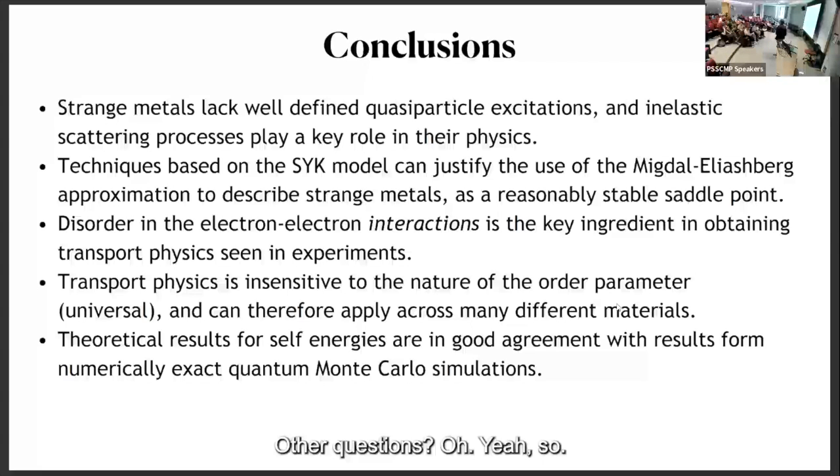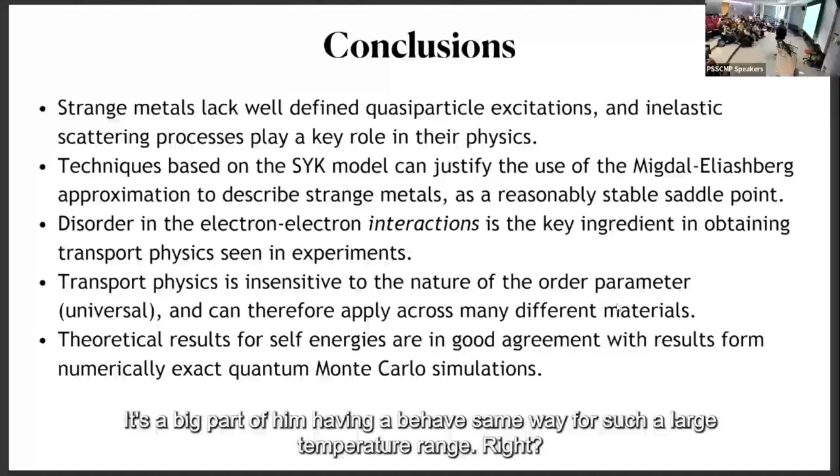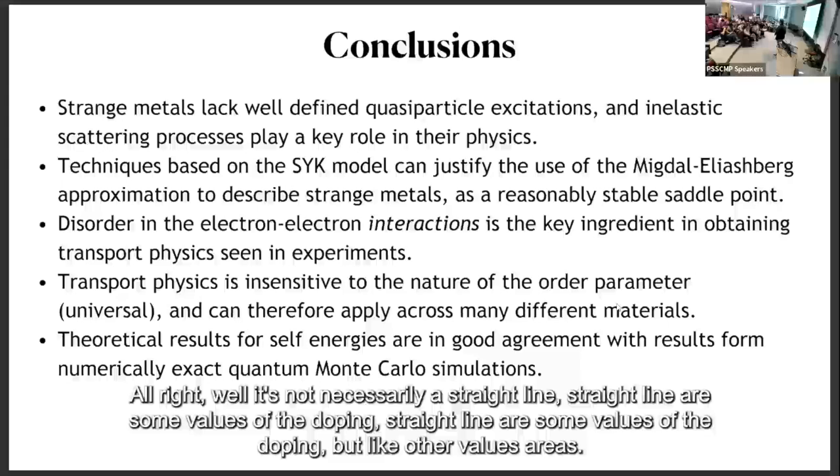Yeah, and this relates to the previous question. So the bosonic model incorporates the strange metal behaviors measured up to 1,000 Kelvin. It's a bit hard to imagine a bosonic model would behave the same way for such a large temperature range, right? Right. So as I said, I'm not focusing on the bad metal region that goes up to 1,000 Kelvin. This model is only meant for low temperature physics. Right? Okay. It's a straight line, right?